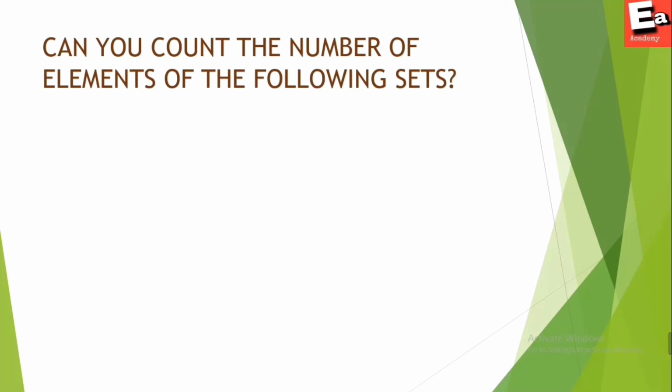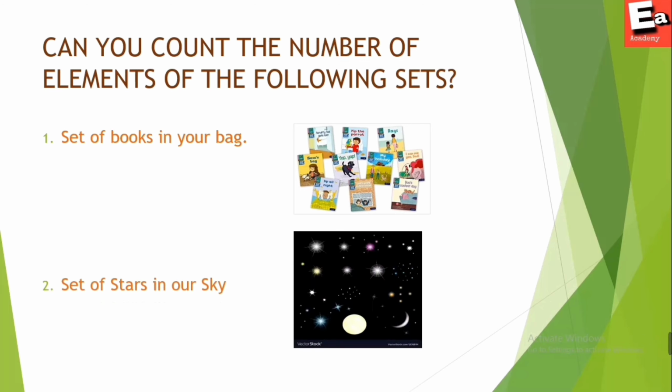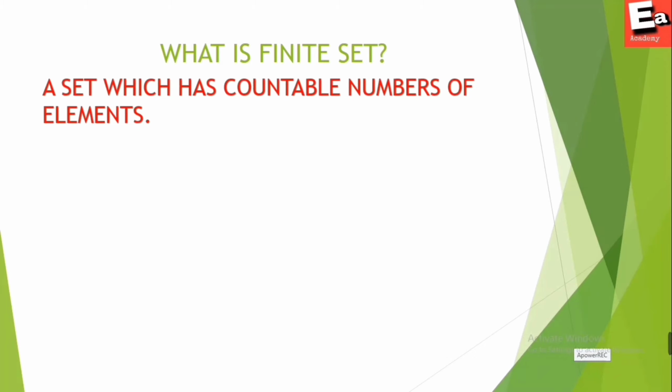Can you count the number of elements of the following sets? If I ask how many books are there in your bags, you can count them. There may be 7, 8 or perhaps as many as 12 books. It means that the set of books in your bag has a limited number of elements. But if I ask how many stars are in our sky, can you count them? Well, this is impossible. So this is an uncountable set. So what is a finite set? A set which has a countable number of elements is called a finite set.